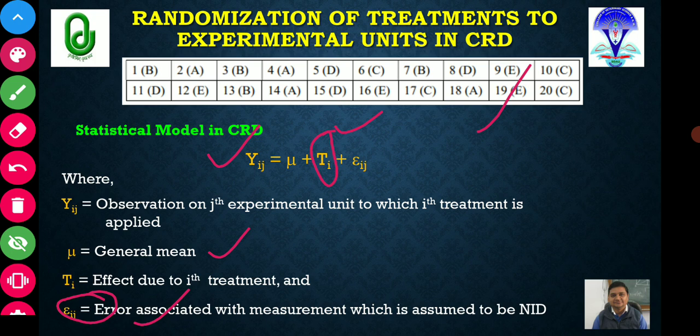So Eij is the error associated with the measurement, which is assumed to be normally and independently distributed. The error has a normal distribution and the errors are independent of each other. That means there is no dependency between the errors among themselves. So that is why the statistical model in a completely randomized design is Yij is equal to mu plus Ti plus Eij. With this statistical model, we will proceed further.